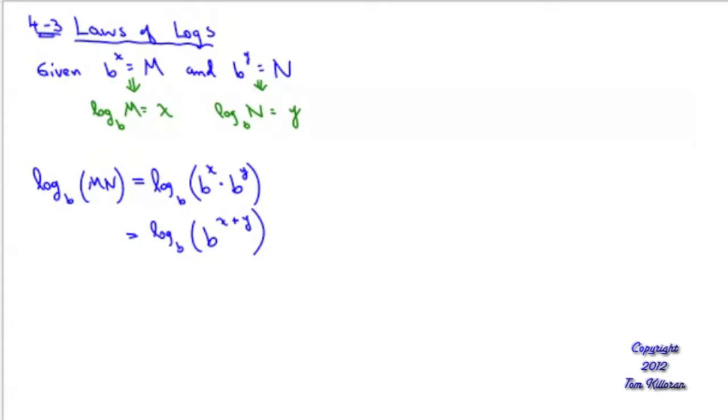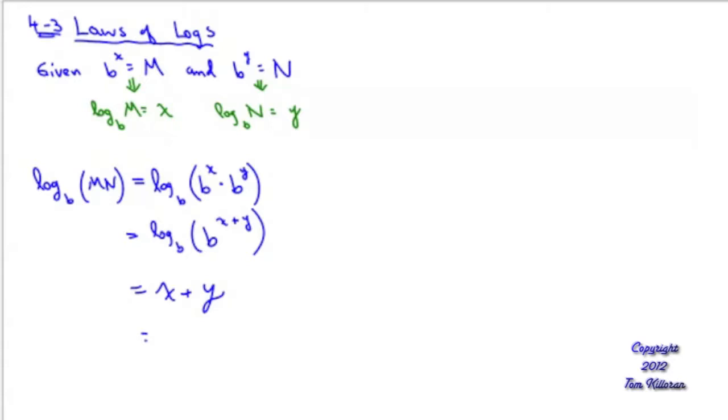But now we have a neat little thing going on here. This is log base b of b raised to the x plus y. Go back over to the law I wrote over here, which was log base b of b to the r is equal to r. What does this one equal? x plus y. The log and the base b disappear, and you're left with x plus y.